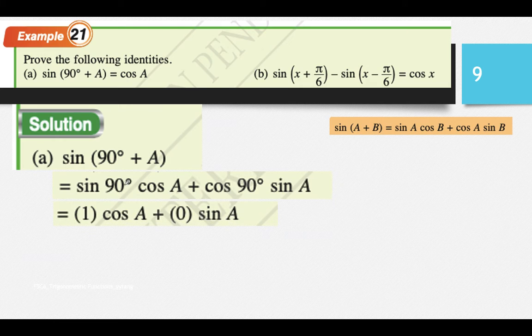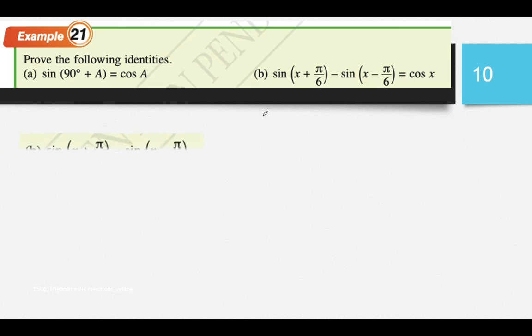Okay, so sine 90 is 1, cos A just continue copy. Cos 90 is 0, you get it from the calculator, and sine A just copy. Now your answer will be cos A plus 0 multiply sine A. 0 multiply anything also 0. So your answer will be cos A. So now proven.